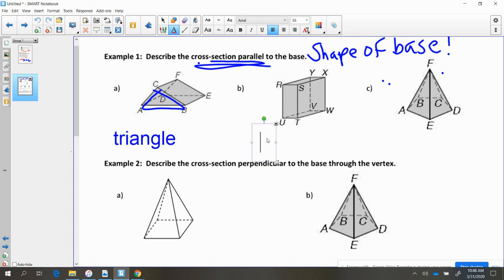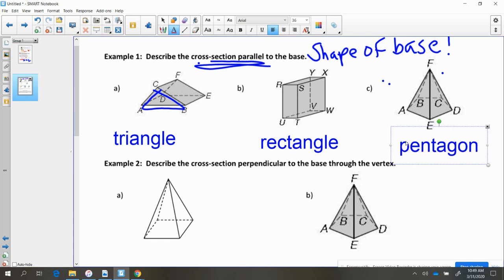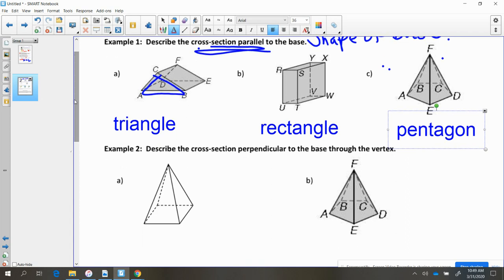For the next one, we are going to have a rectangular prism, so our bases are going to be rectangles. And last but not least, we have a pentagonal pyramid, excuse me. So we have a pentagon as our cross section for the base, because again, it's the same shape as the base.